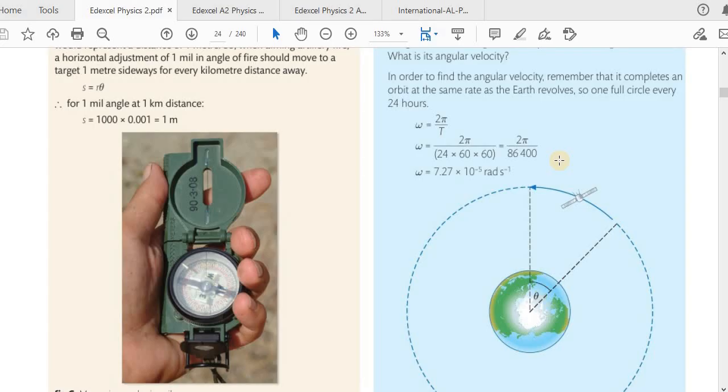And we can also say that for something on the surface of the Earth, let's say we are near the equator, or even if we are not, our angular velocity will also be this, because it is how much angle we cover in a certain period of time. So we will also have the same angular speed or angular velocity as the satellite, because we are on the surface of the Earth, and when the Earth rotates, we are also moving with the Earth.